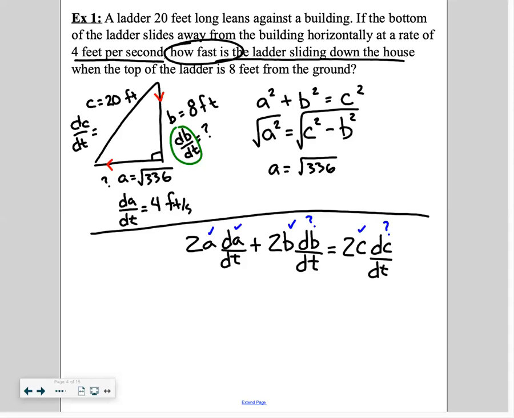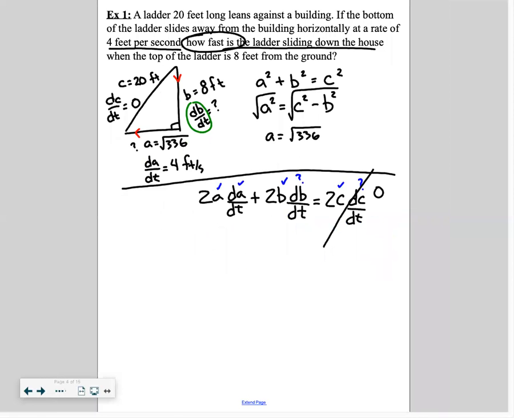Okay. If the ladder is sliding down the house, it doesn't tell us in the problem that the ladder is changing size. We are not folding up the ladder. We're not extending the ladder. The ladder is simply sliding down the house. So there is no change in length of that ladder. The only thing that changes is the angle that it's leaning against the house. So if there's no change in length of the ladder, your dC dt is going to be 0, and that's going to zero out this whole side of the equation. Okay?